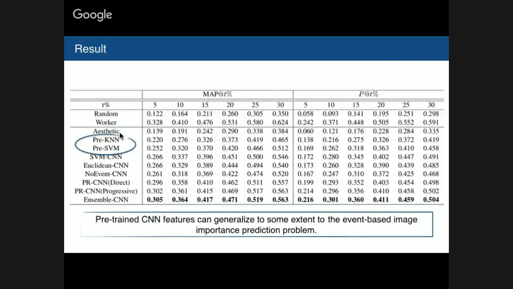Anyway, yeah. And then we want to see whether the pre-trained convolutional network features can be used for this problem. So here, the pre means we use pre-trained CNN features, and we use k-nearest neighbor search. That is our first method, and we also use rank SVM. That is our second method. Both methods can show that the CNN features can actually generalize to some extent to this problem. But again, it's not as good as our method. So that means the pre-trained fine-tuning can work.